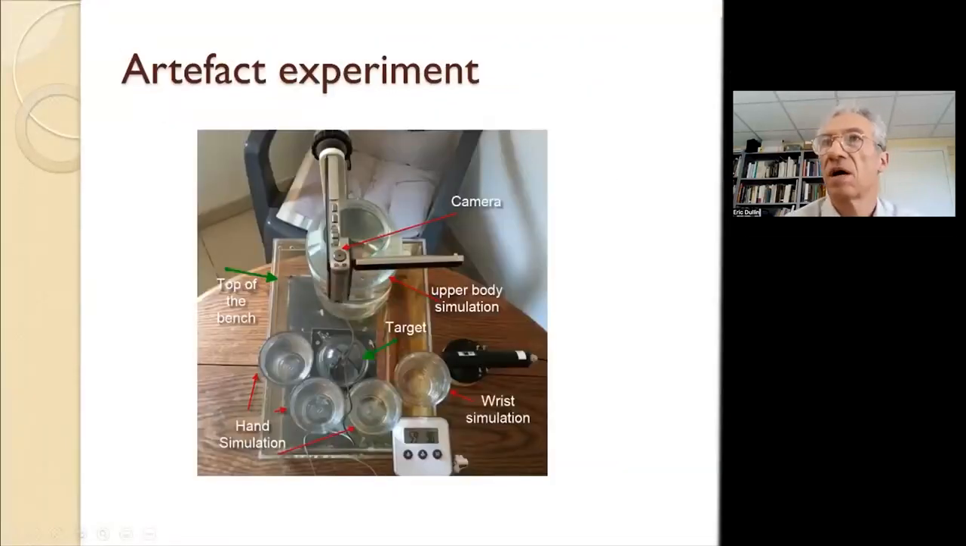And finally, we made an artifact experiment. We tried to simulate the hand. Here is the target, here is the plastic box, and this is a glass with hot water to simulate the hand. And we have a big glass jar with very hot water to simulate the upper body. We tried to make the target move with this apparatus, and we are not able to do it.